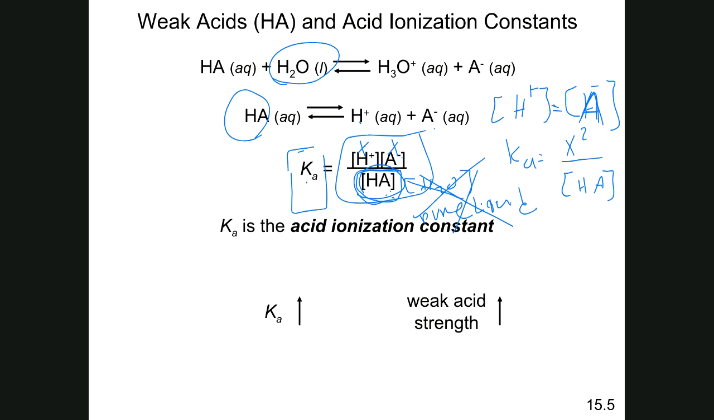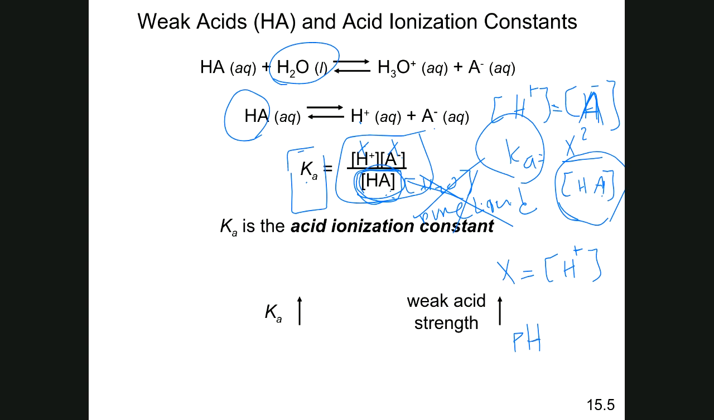Now, for any given problem, if the value for concentration of the acid is given initially, and the value for Ka is known, you can find the value for X. And then we multiply Ka by this concentration, take a square root to find the value for X. And that X is concentration of H plus. Concentration of H plus, then you can take the negative log of that to get the pH.